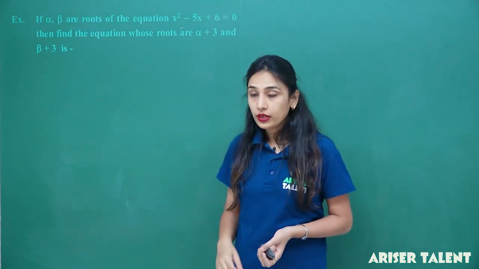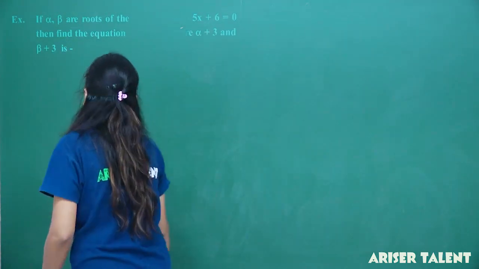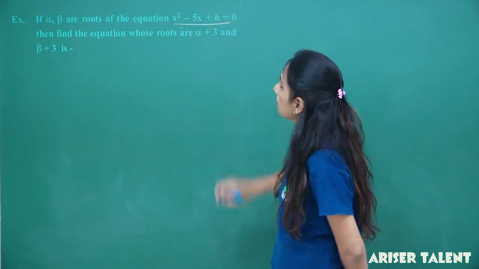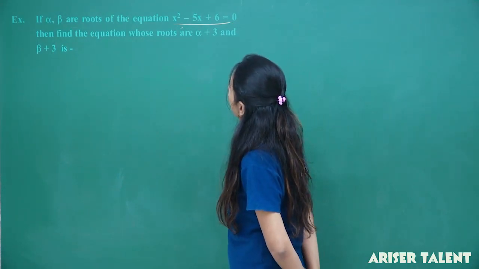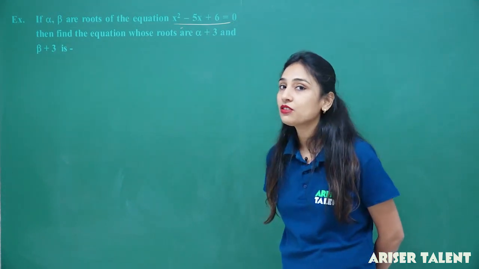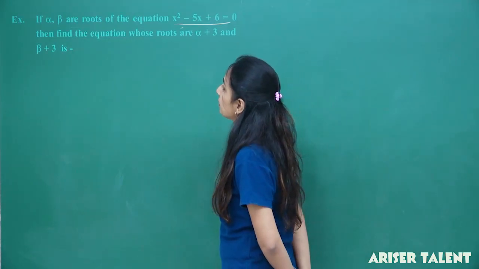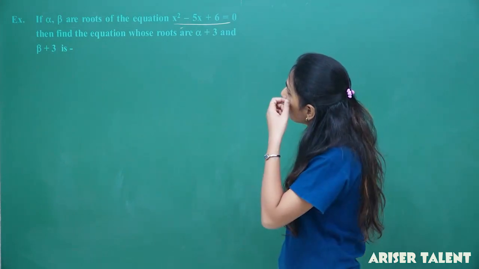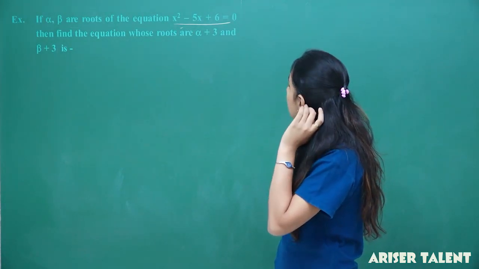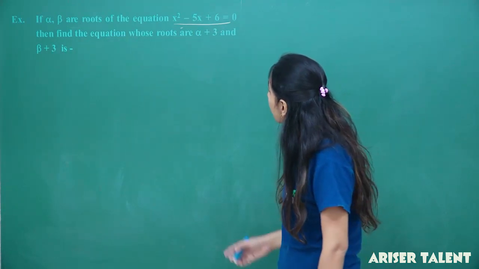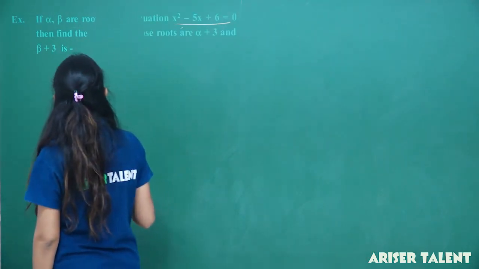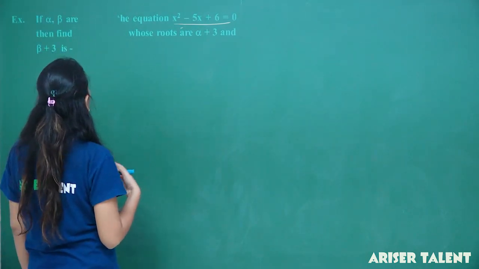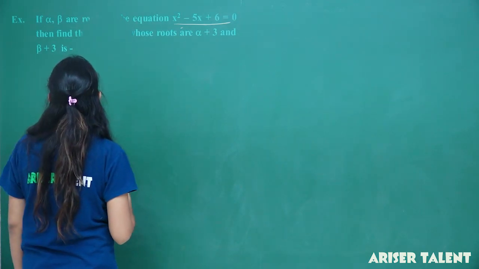Now this is: if alpha and beta are roots of this equation, then find the equation whose roots are alpha plus 3 and beta plus 3. So we have to find the equation whose roots are alpha plus 3 and beta plus 3. We are given that alpha and beta are roots of the equation x square plus 5x plus 6 equals 0.